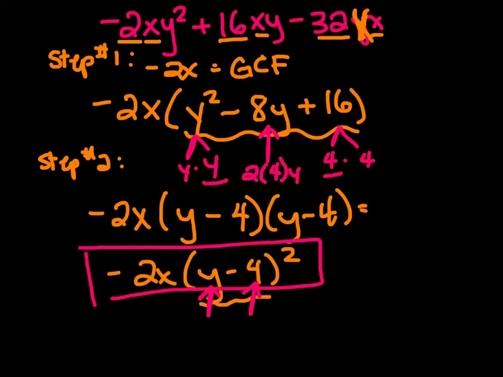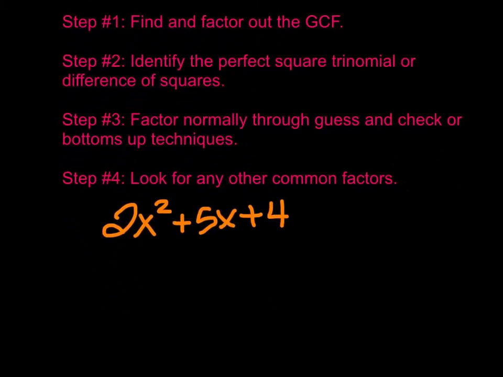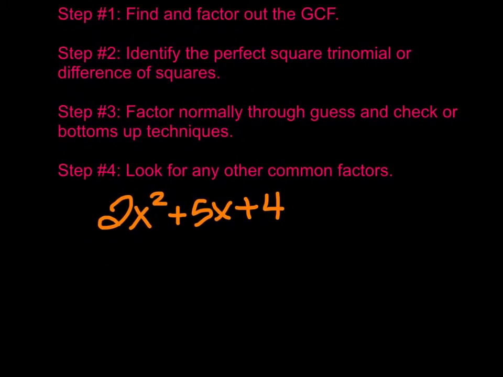Let's try a couple more problems. I'll have these steps written out on the top of every single one, so hopefully that'll help keep us on track. In this problem, we need to look for first our greatest common factor and factor it out. Is there any greatest common factor here? There's no x's in every single one. There's no 2's that can be factored out of every single one. So step 1 we cannot do.